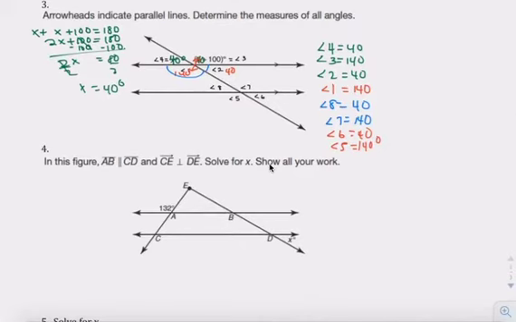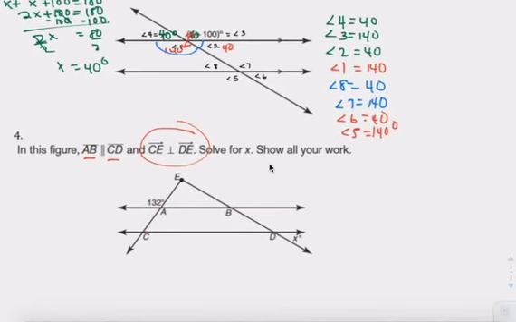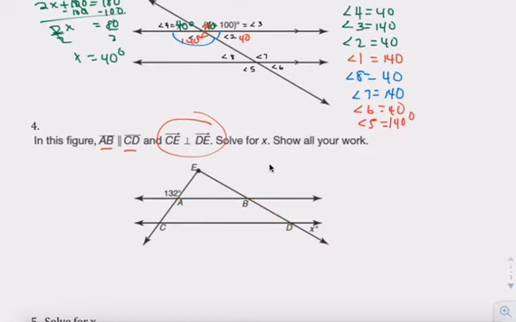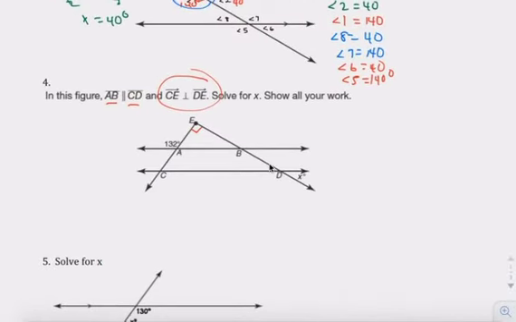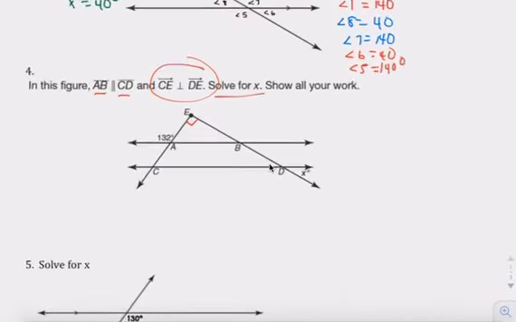Okay, let's extend this one too if we need to. Let's see. In this figure, line segment AB is parallel to line segment CD. And these are perpendicular to each other, CE and DE. Oh, that makes this corner right here 90 degrees. Okay, solve for x. Let's solve for what we know.